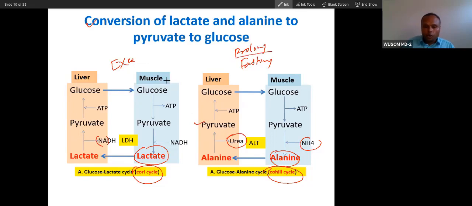Remember, gluconeogenesis is not absolutely absent in the fed condition, or absolutely present in the fasting condition. These are fine-tuned reactions regulated by these three regulatory steps. But it will not be wrong to say that it is active during prolonged fasting only, not during the fed condition, though it is not absolute.